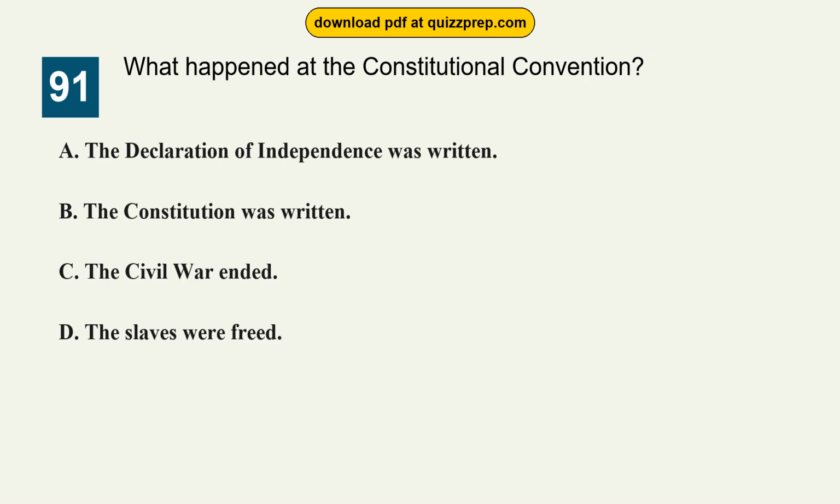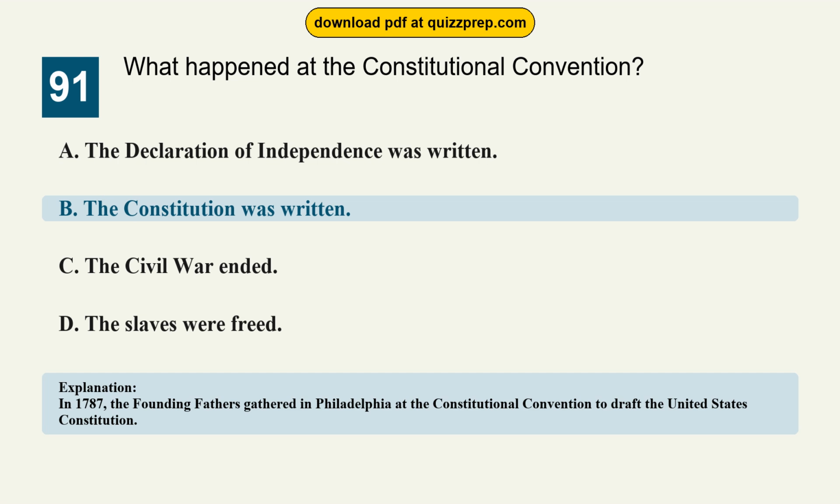Question 91. What happened at the Constitutional Convention? Option A. The Declaration of Independence was written. Option B. The Constitution was written. Option C. The Civil War ended. Option D. The slaves were freed. The correct answer is option B. The Constitution was written. In 1787, the Founding Fathers gathered in Philadelphia at the Constitutional Convention to draft the United States Constitution.